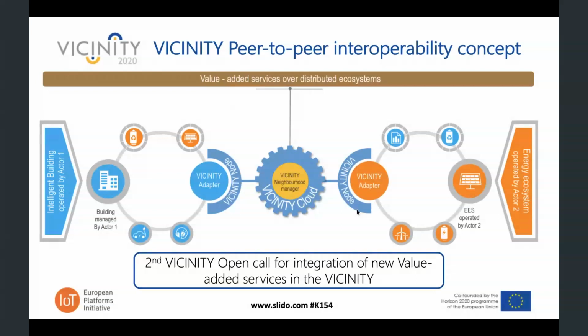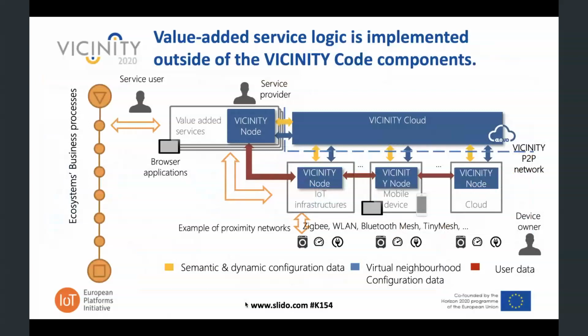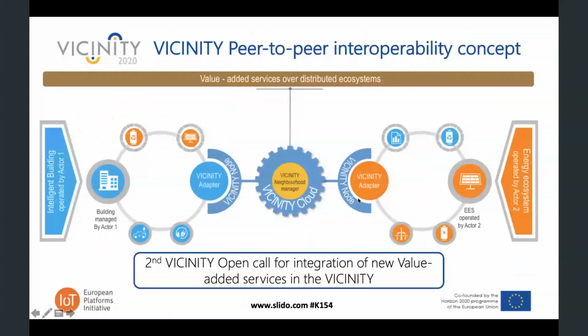All this interoperability is controlled by the Vicinity, which has several parts. If you would like to connect your ecosystem to the Vicinity, you need to connect your ecosystem to some type of Vicinity node, which is logical. I will go to those details later on. So you connect your ecosystems to the Vicinity node.